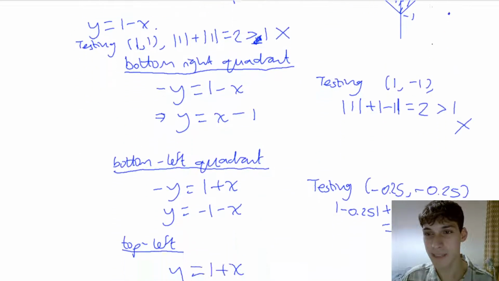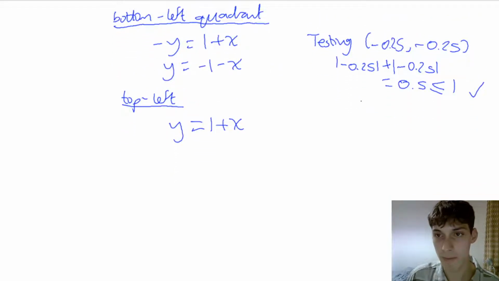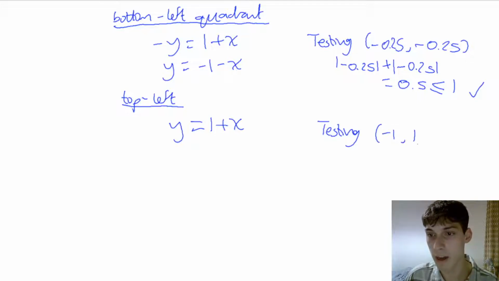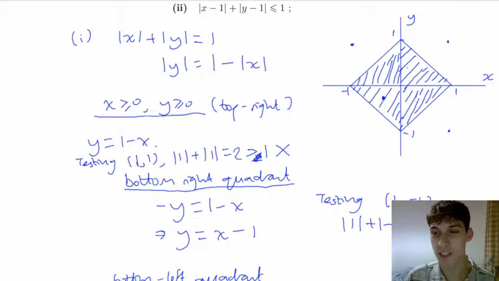Okay, last bit. We have y is equal to 1 plus x. Sorry, this is the top left bit of the inequality. So let's again test a point outside. So we have, let's say, x equal to minus 1, y is equal to 1. So we have the modulus of the x plus the modulus of the y is equal to 2, which is not less than or equal to 1. It's greater than 1. So we don't want to shade this bit, we want to shade this bit. And there we go. We've shaded each of the 4 quadrants. We get a nice diamond with the inside that's shaded. And that's the first part of the question done.